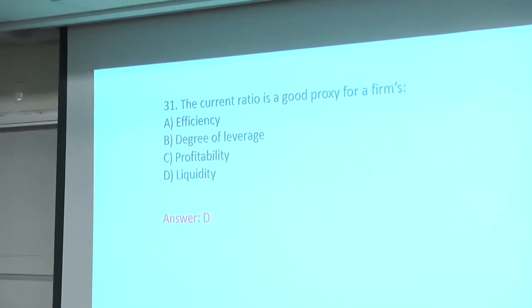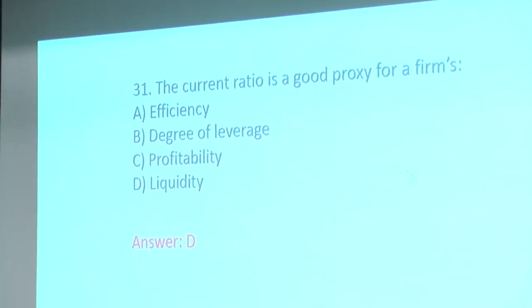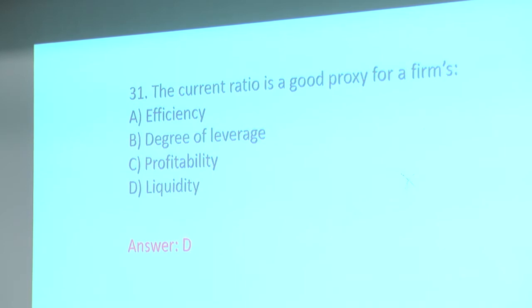The current ratio is a proxy for what? Liquidity, right? Current assets divided by current liabilities. The current ratio is a proxy for liquidity. Measuring liquidity: how many times your current assets are of your current liabilities?